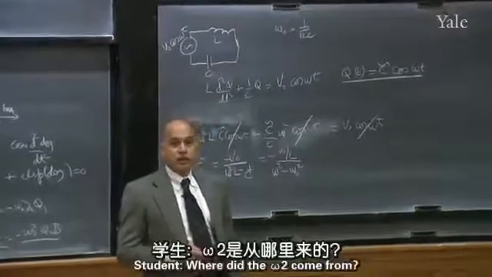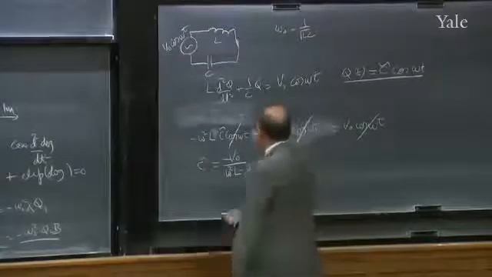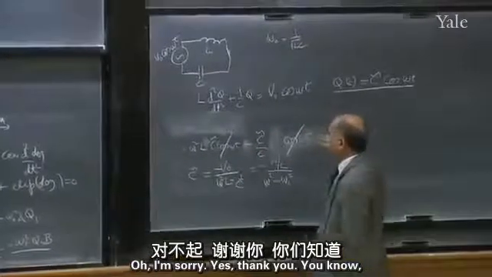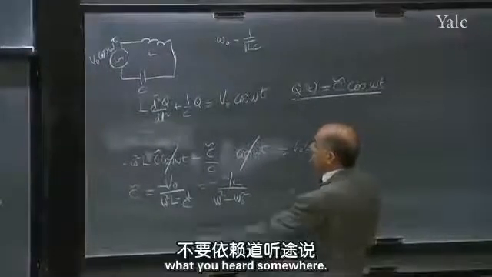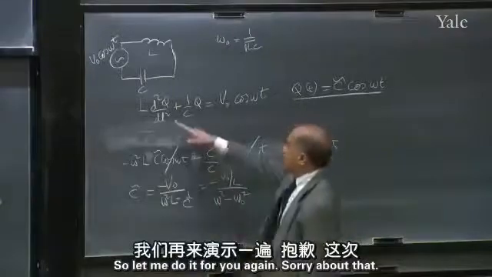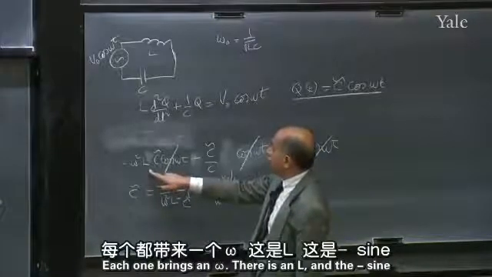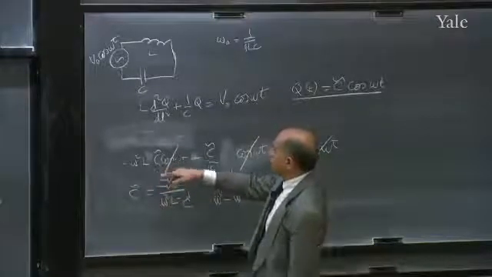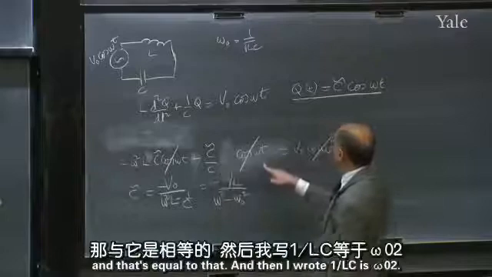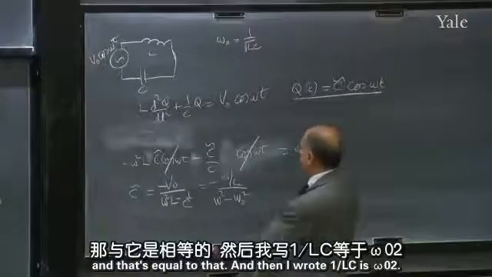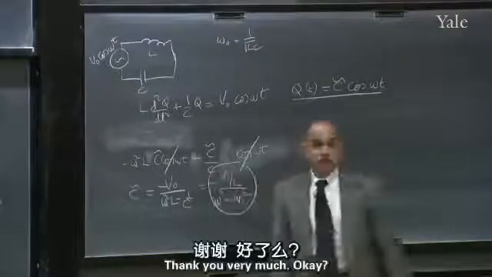Where did the omega squared come from? I took two derivatives. Oh, here. Oh, I'm sorry. Yes, thank you. You know, it's good to do these things slowly and not rely on what you heard somewhere. So let me do it for you again. I'm sorry about that. So this time I take two derivatives. Each one brings an omega. There's an L. And the minus sign comes because the cosine becomes minus sine. Differentiate one more, you get minus the cosine. This guy is nothing. It just says divide me by C. And that's equal to that. And then I wrote 1 over LC as omega naught square. Thank you very much. Okay?